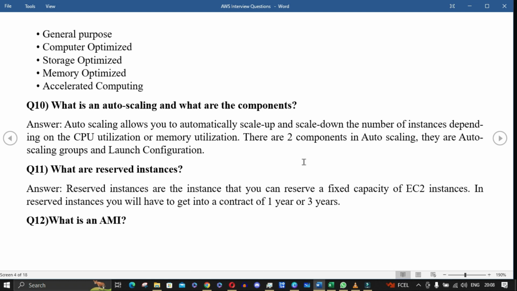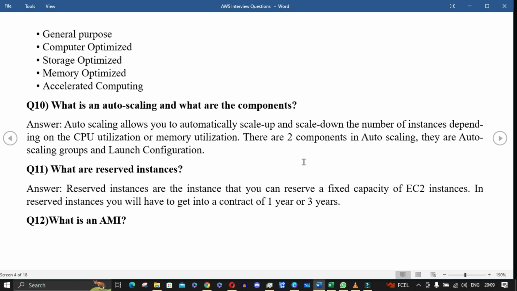Question number 10. What is auto scaling and what are its components? Answer. Auto scaling allows you to automatically scale up and scale down the number of instances depending upon the CPU utilization or memory utilization. There are two components in auto scaling. They are auto scaling group and launch configuration.